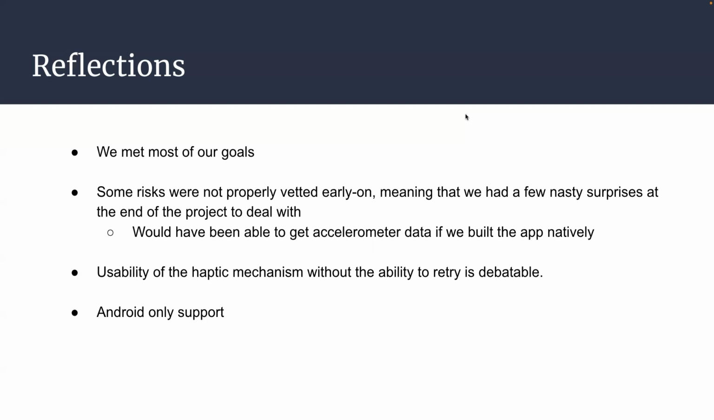So reflecting on our project, I think we met most of our goals. We were able to deliver a backend and a front-end app, and that front-end app is able to do tap pattern recognition with pretty good accuracy. But obviously we were not able to do so while the phone was locked. And that was a direct result of risk that was not properly vetted early on, that we were not able to get accelerometer data while the phone was locked.